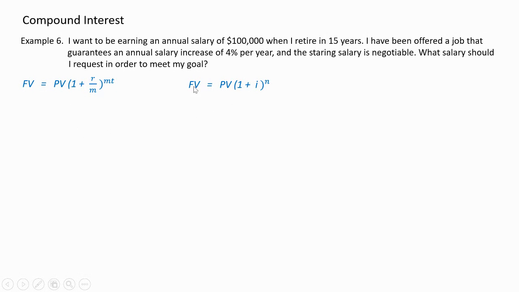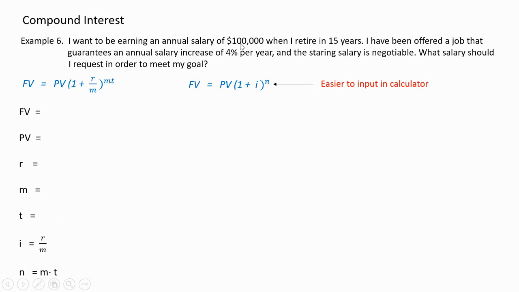Okay, again, we're going to use the formula for the calculator, which is the one on the right. So let's put all the variables, which there's always 7: the future value, the present value, the interest rate, the compounded times, the time, the I, and the N. So here, let's extract the information.